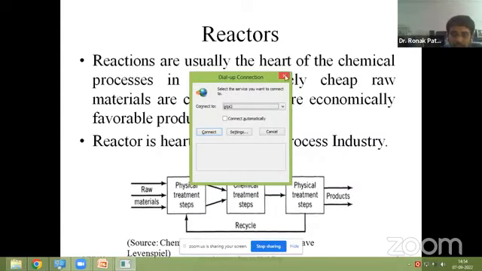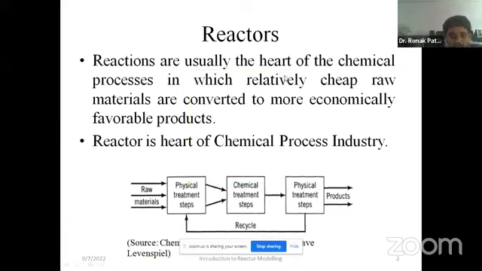Why I have chosen the reactors is basically because the reactors are the heart of chemical industries. If we see the general anatomy of any chemical process industry, first is a physical step, followed by a chemical step where the molecules lose their identity and convert into more useful products. After the chemical treatment step, again we need to separate out the products, byproducts, and unconverted reactants.